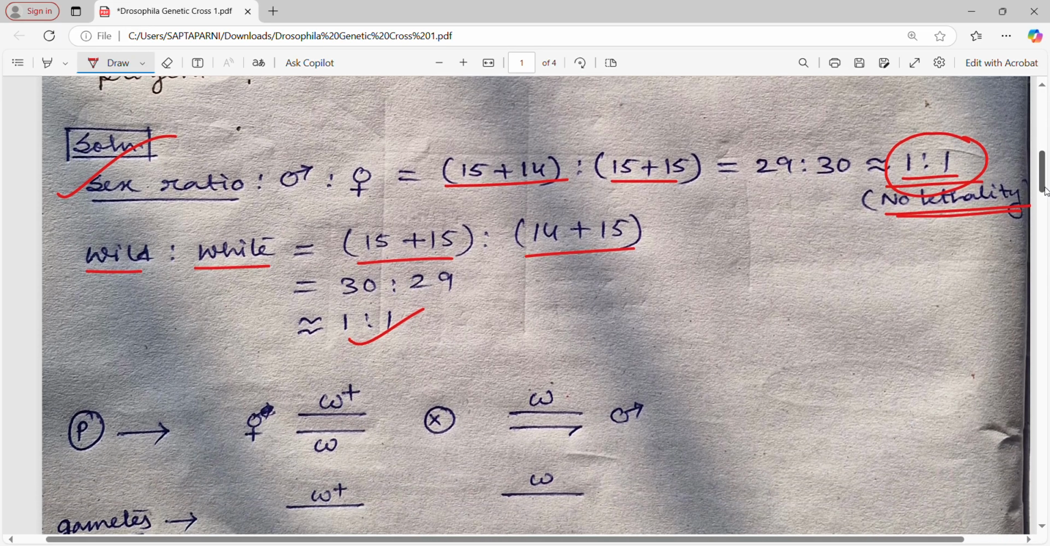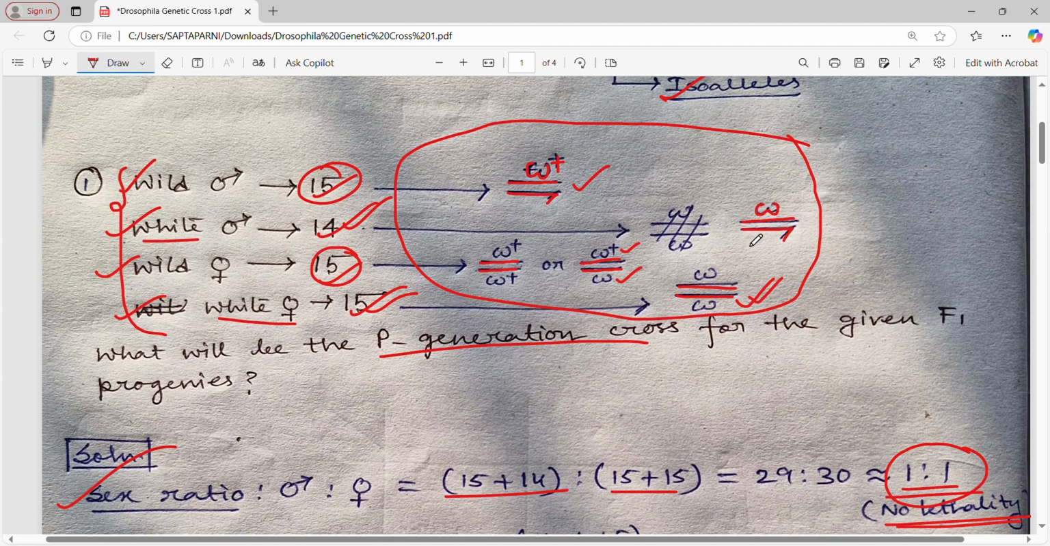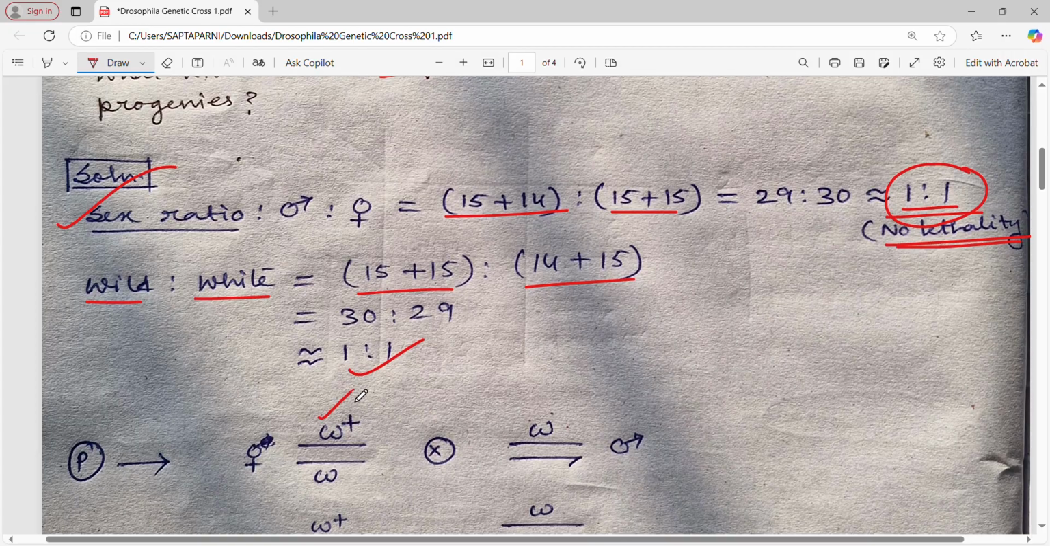See here, you have to derive the P generation cross. So for that, you have to look into the male genotype first, because from the male genotype we will get what will be the mother's phenotype in the P generation. See here, two males are there. One is a wild type male, which has a W plus X chromosome, and here is a white male which has a W X chromosome. As we know, the X chromosomes are derived from the mother, so obviously the mother of this F1 progeny will have a W plus allele, and another W allele. So obviously the P generation mother will have a W plus allele and another W allele.